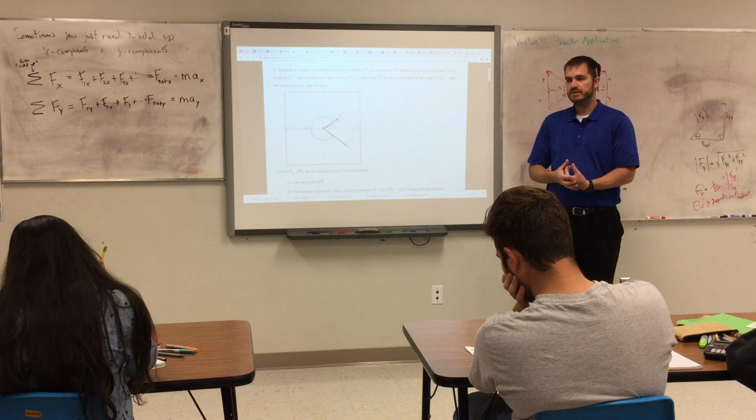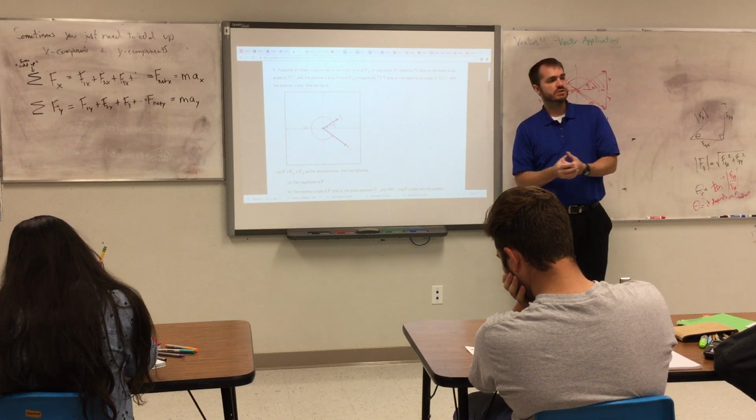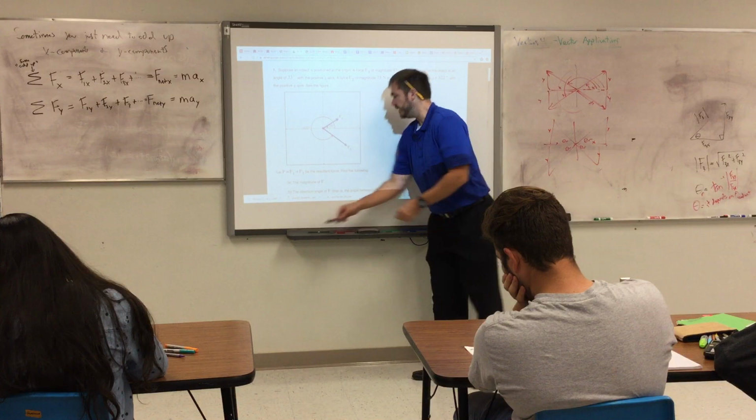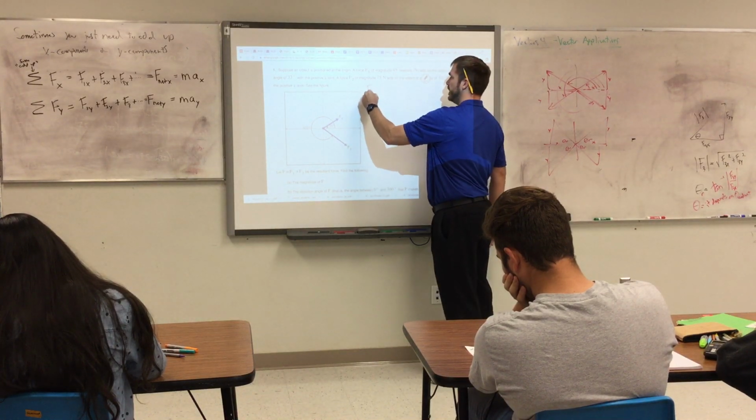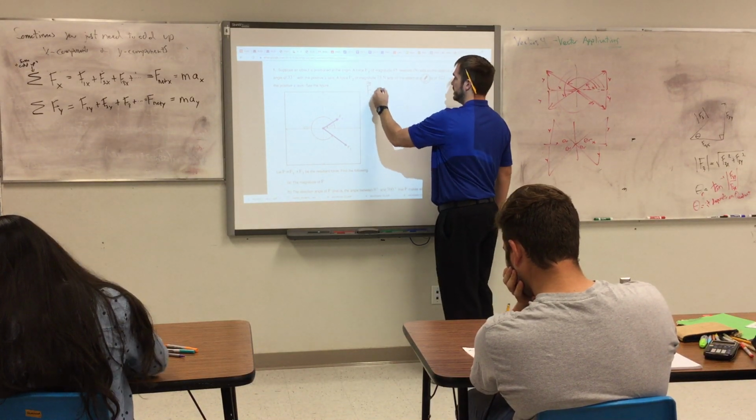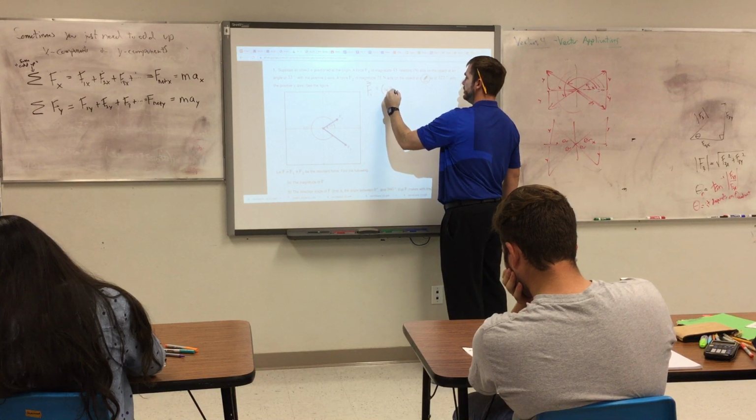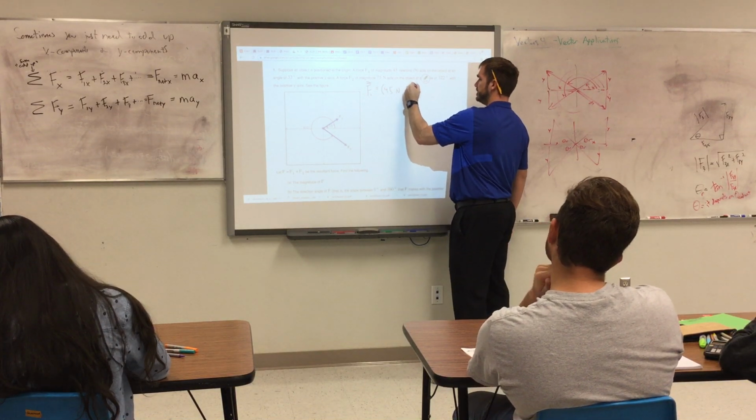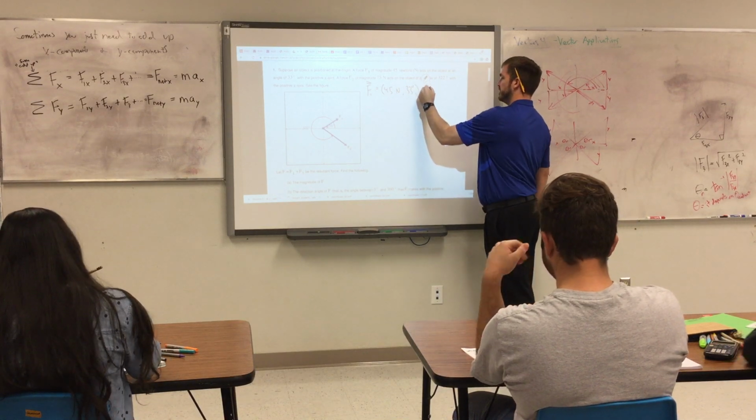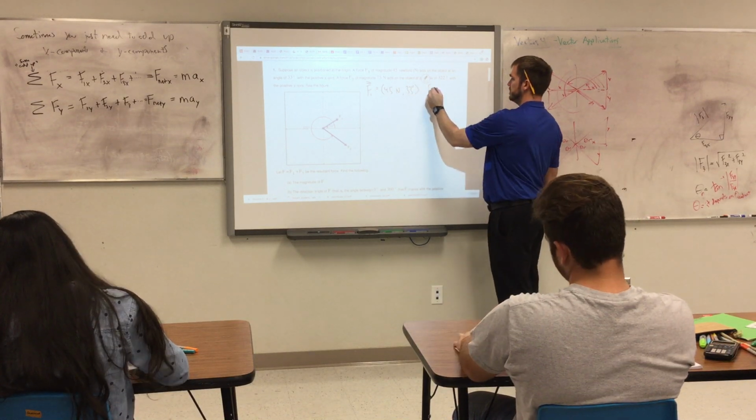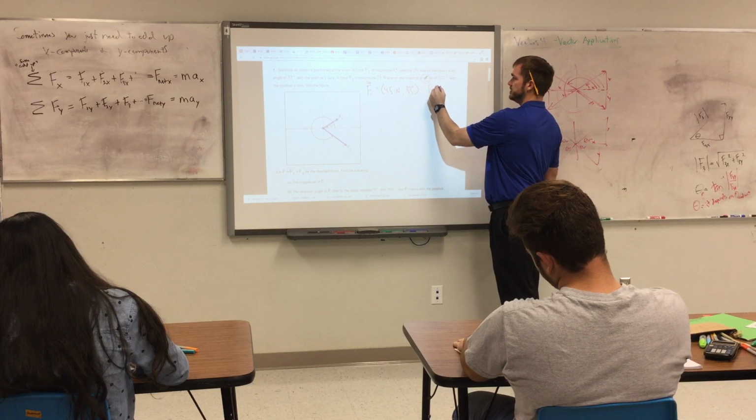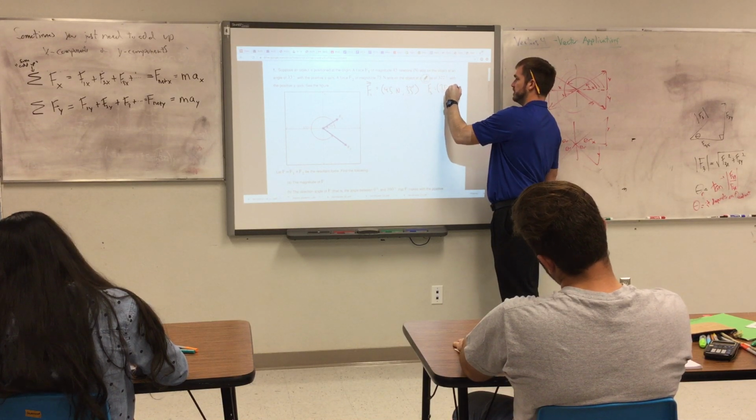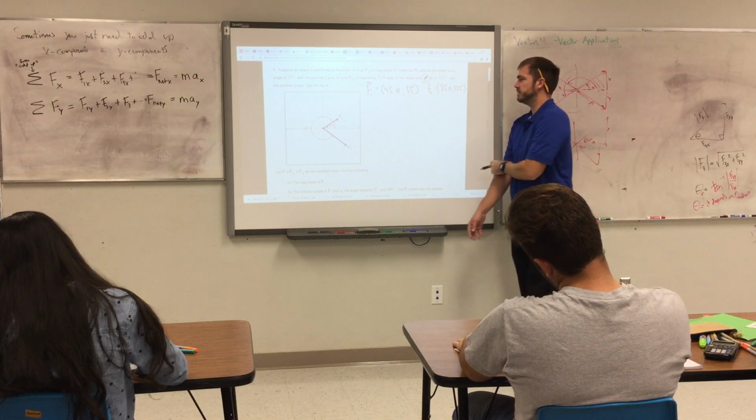So literally all we have to do is add those two vectors together, okay? So where F1 is 45 newtons at 33 degrees, and F2 was 75 newtons at 322 degrees.